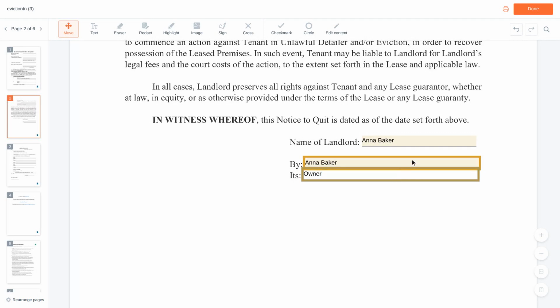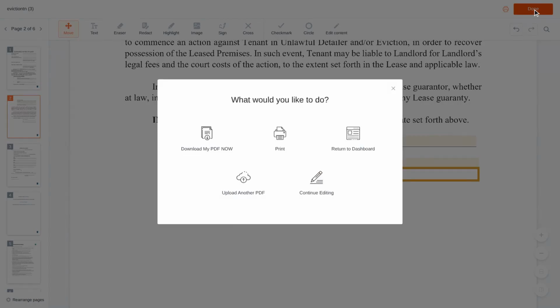Remember, this is general information, not legal or tax advice.